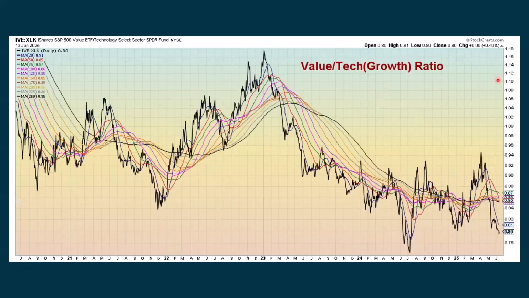Then we look at value and do a ratio with tech, which is growth. And this ratio still continues to go down, and that's positive for the market. If this ratio is going up, like we saw going into late March into April, that's seen as more negative. This coming down is more positive, and that's still continuing for the present time.